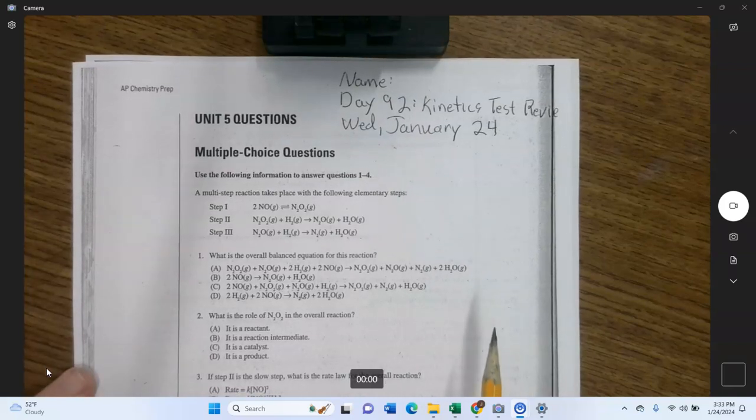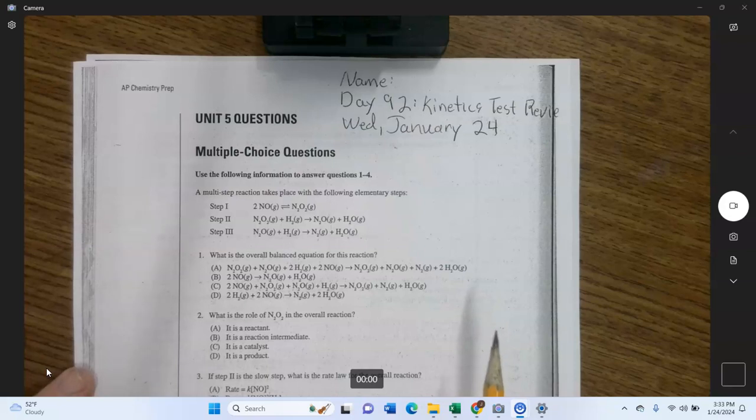One of the things you want to do is learn to do these problems, not only be able to do them, but do them as quickly as possible, okay? So let's go ahead and do this.